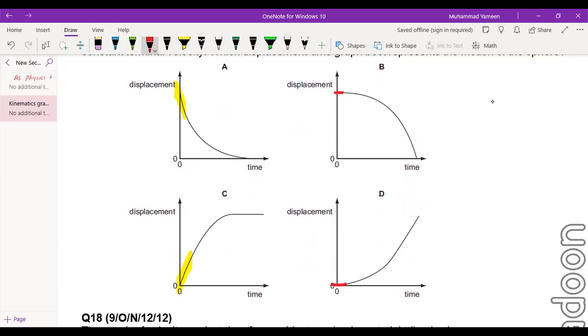Okay. Over here, gradient increases, and after that becomes constant. So if the gradient is constant, that means the velocity has become constant in this part, and over here in B, the gradient is increasing. So the gradient of the displacement time graph should increase and it should become constant. So what is the right answer? The right answer is D.